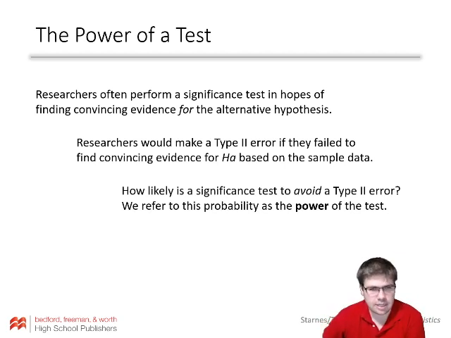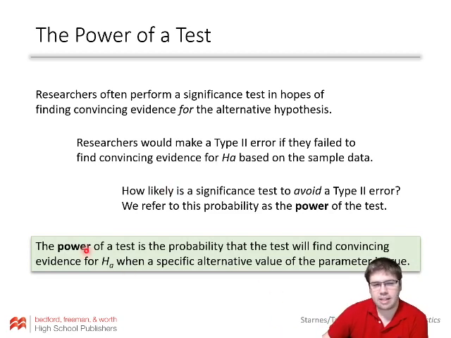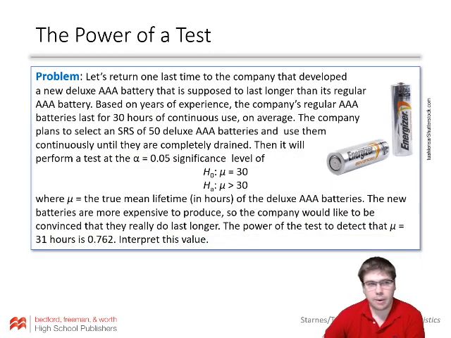So the power of a test is the probability that the test will find convincing evidence for the alternative when the alternative is actually true. And so we'd like for that to be pretty likely. That's something we want to think about, the power of a test, and how we can increase power, mainly make it more likely for us to detect a significant result.